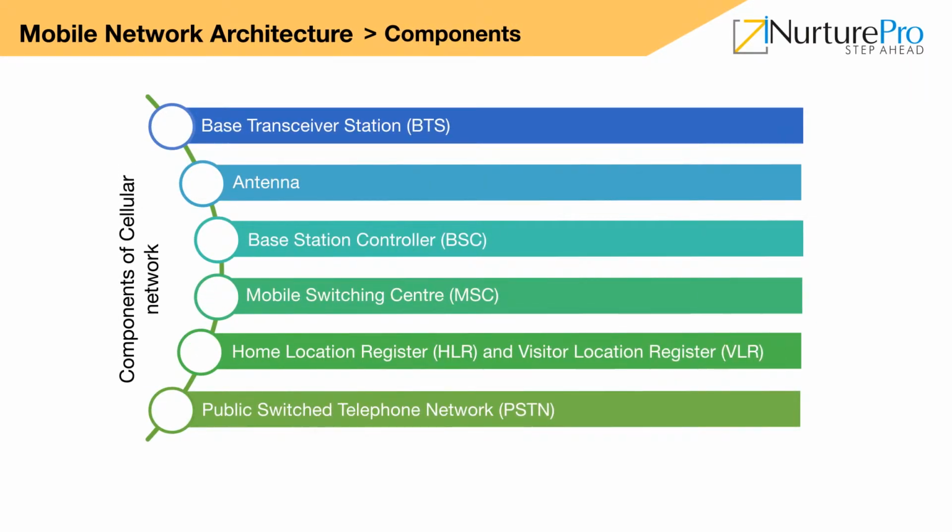A cellular network consists of several components such as base transceiver station, antenna, base station controller, mobile switching center, location registers such as home location register and a visitor location register, and a link to the public switched telephone network. We will discuss each of the components in detail as we move ahead.